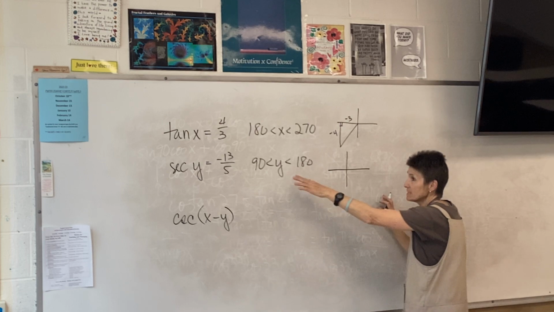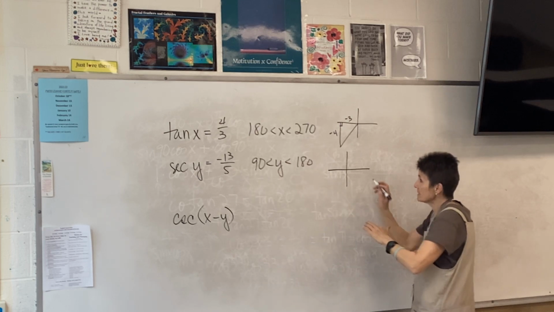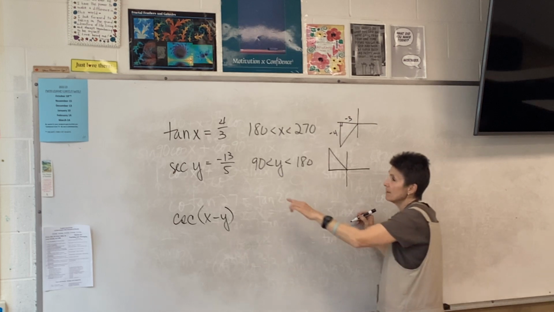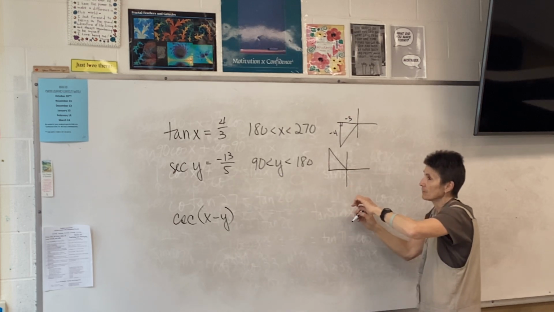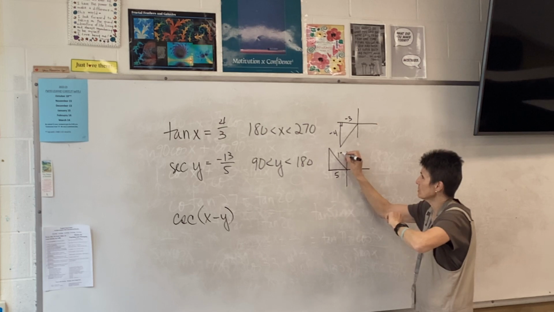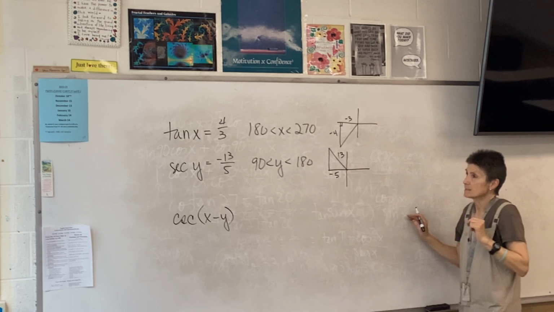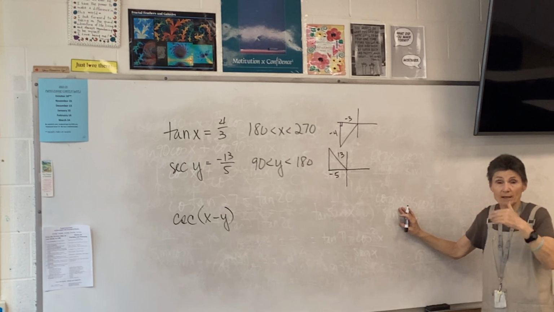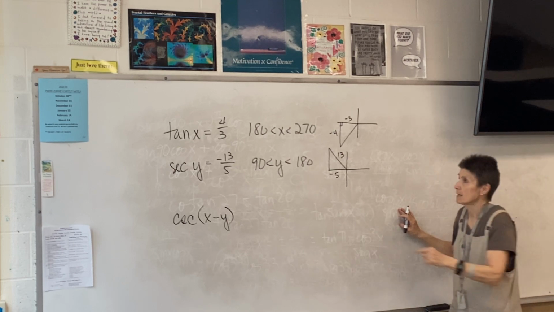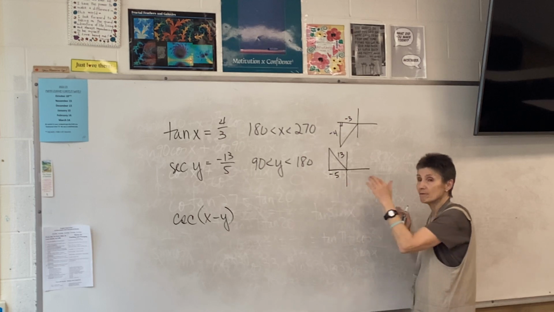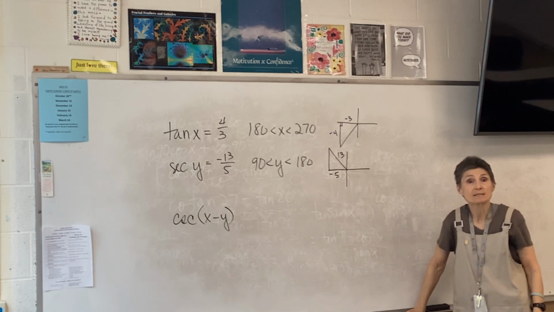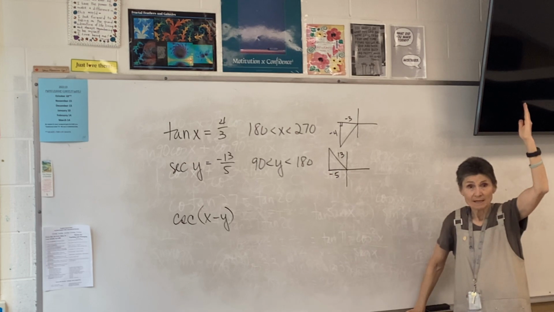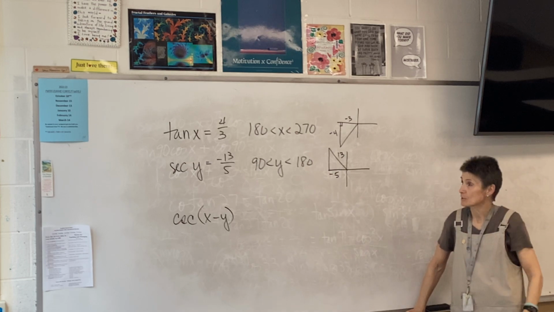Now, where's y? Well, it's between 90 and 180, so that puts it in quadrant 2. And the secant, which is the reciprocal of cosine, is 13/5, so the cosine is negative 5/13, adjacent over hypotenuse. Notice I put the negative on the 5 because the hypotenuse is never negative. X can be negative, y can be negative, but not the hypotenuse.